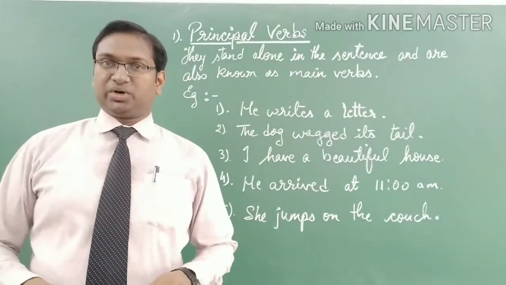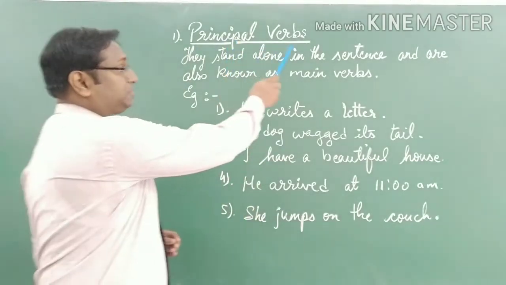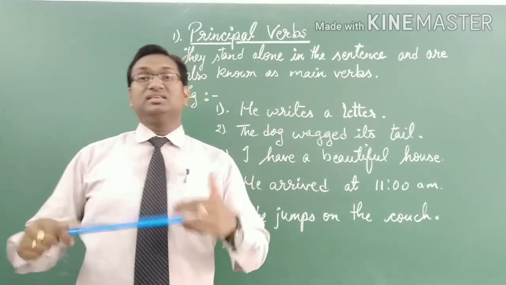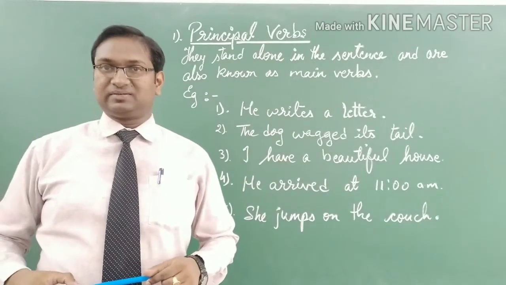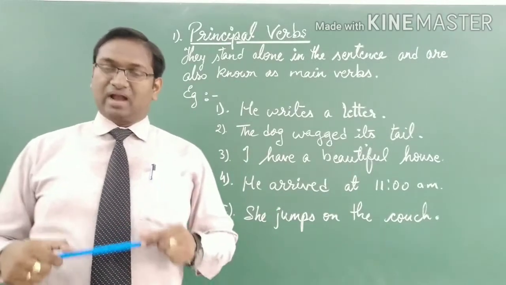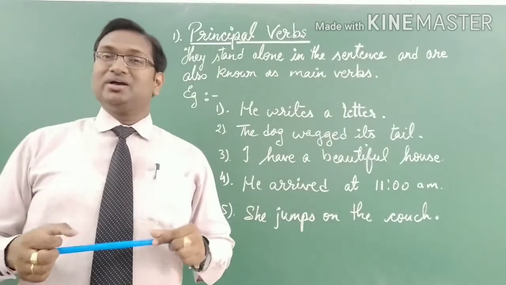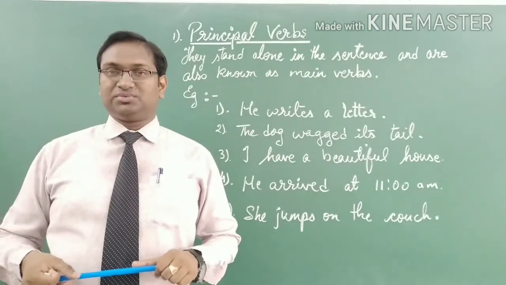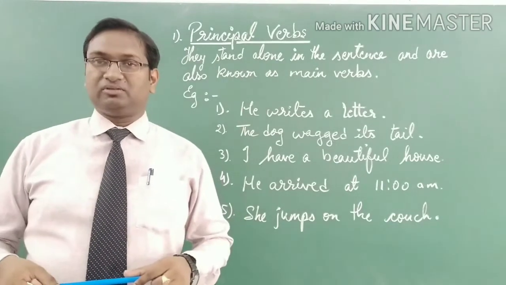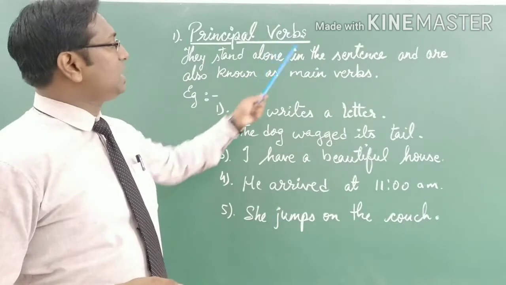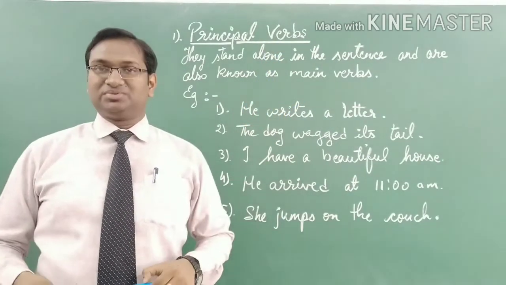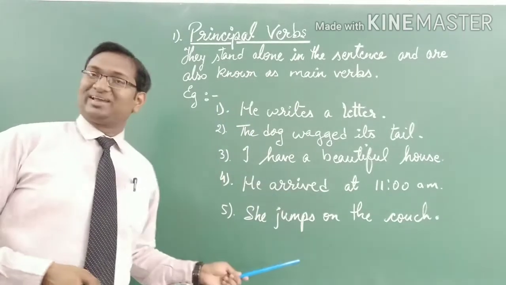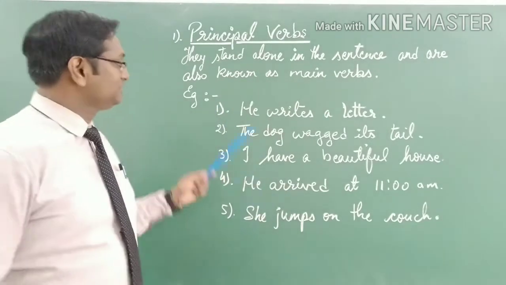Now, the very first verb is principal verbs. As I told you, these types of verbs stand alone in the sentence. Example: run, play, walk, jump, wrote, writes. These are all your main verbs. These are all your principal verbs. So, principal verbs are also known as main verbs. Now, let's do the exercises. This is your exercise. Let's start.